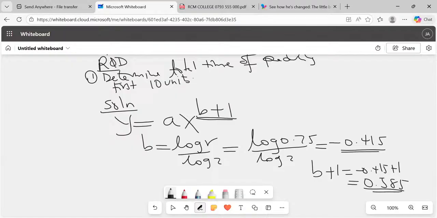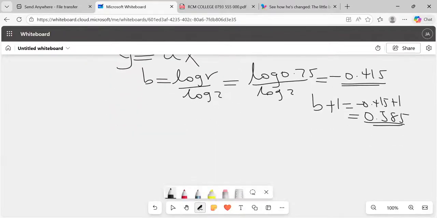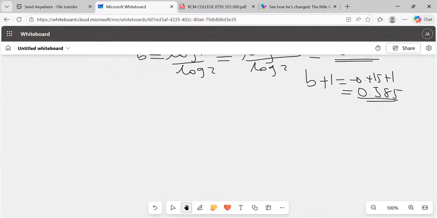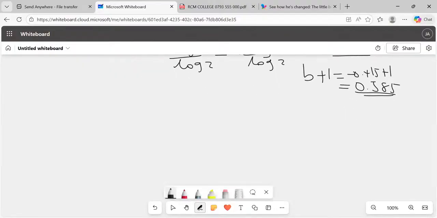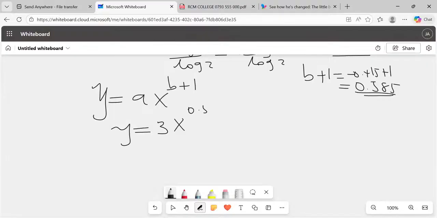Now, ladies and gentlemen, once I've identified that, we shall be able to write the formula. I always keep repeating these formulas, even myself, for the purpose of learning. Our Y will be equal to A X raised to B plus 1. So Y equals 3 X raised to 0.585. This exponent, I have it.